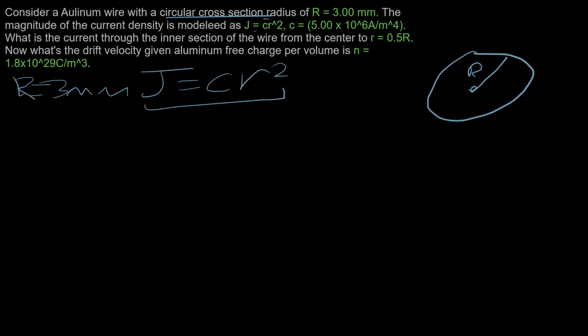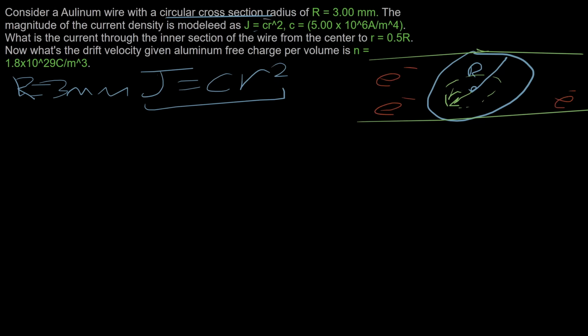Now, what is the current through the cross section of this wire at little r, which is just half of our previous capital R? So this is going to be a little bit interesting. Instead of asking what is the current through the whole thing, we want to know the current through half of it. Let's draw our wire too, because this is a cylindrical wire that our electrons are going to be passing through. We'll have some red electrons going through here.